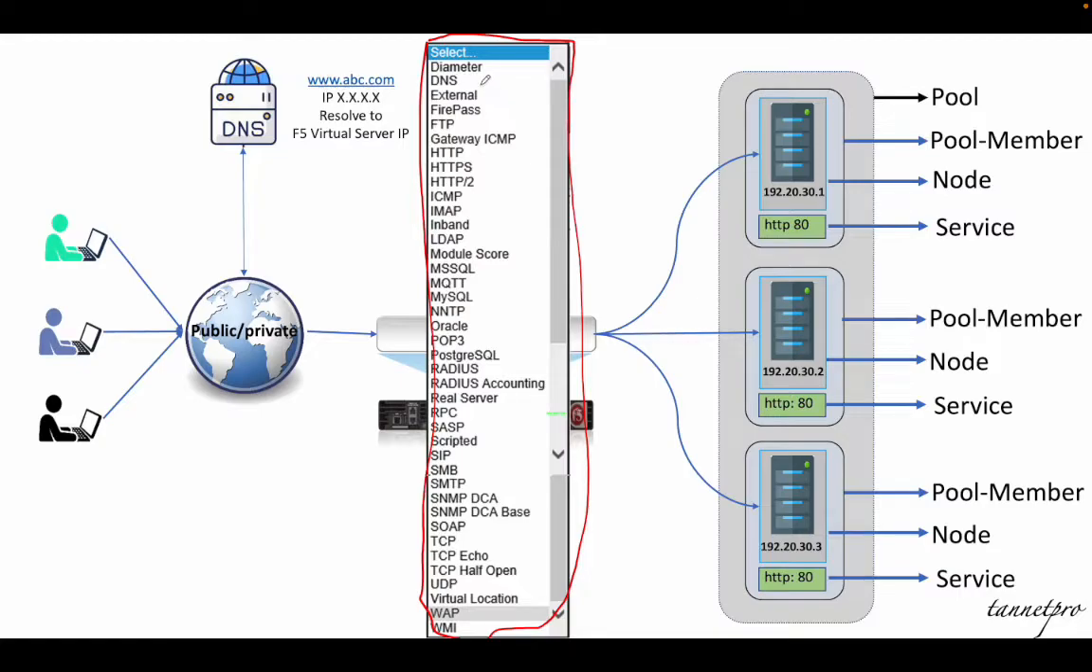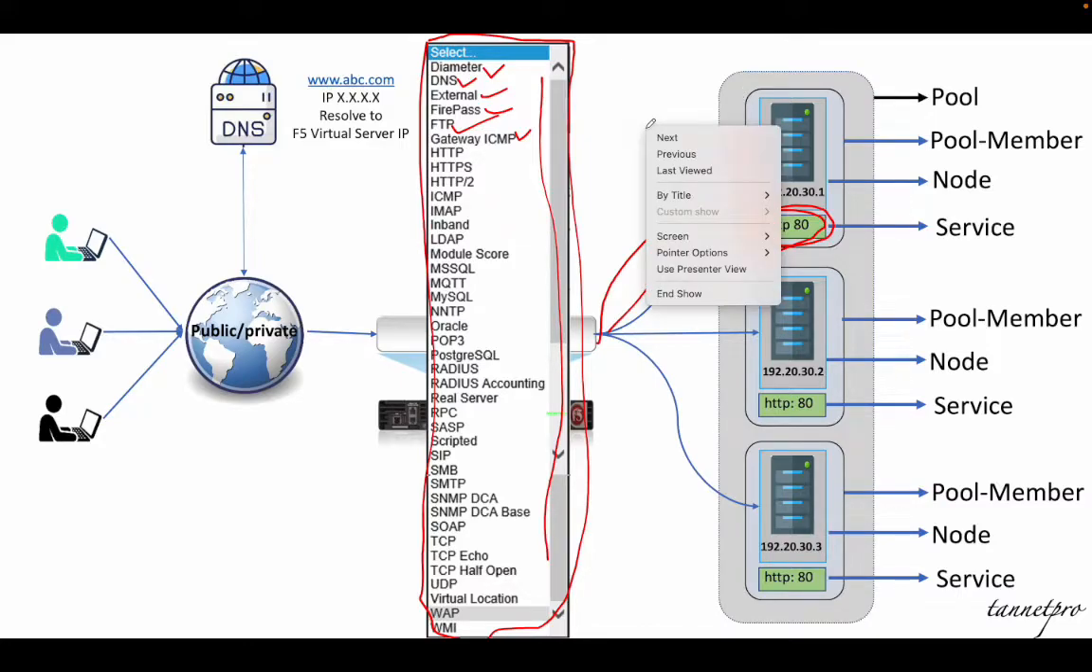Here you can see diameter, DNS, external, Firepass, FTP, and these are mostly services. You have to monitor the services, whether your service is up and running. If you are monitoring only the response of this node or this IP address, it will not work for you, because your server could be up and running, but your services should also be up and running. Only then will it be treated as a running server. It's quite natural.